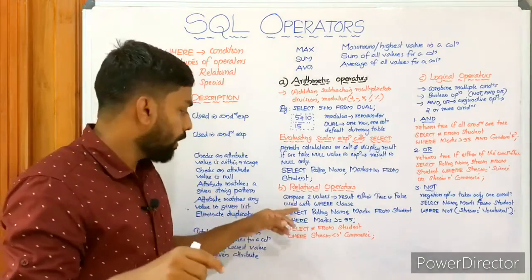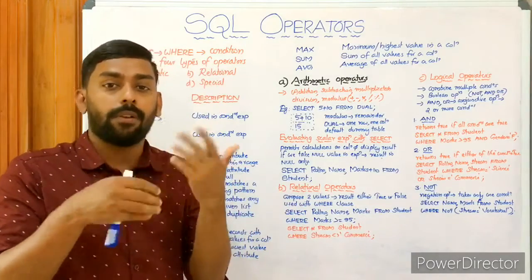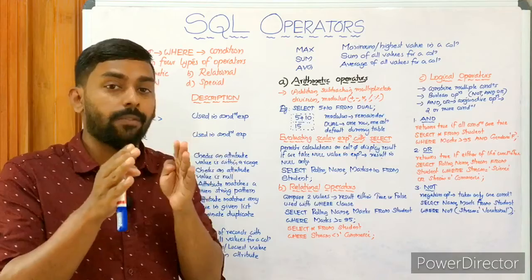You have to follow that. Okay. Select is in caps, from is in caps, where is in caps, meaning at the time of coding we are giving all the commands, all the keywords, in capital letters.